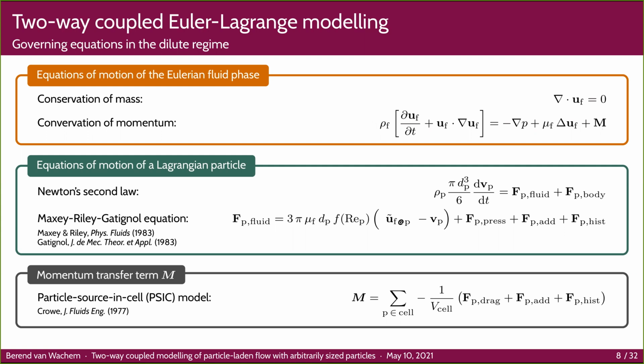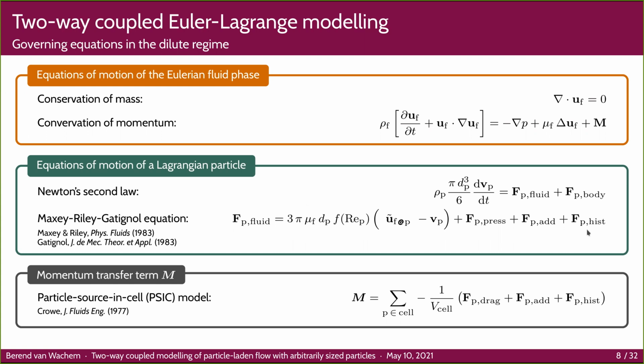Together with that, we solve the equations of motion for our Lagrangian particles. So this is really just Newton's second law: the mass of the particle times the acceleration of the particle equals the sum of the forces, which includes the fluid force and the body forces. And if you look at the seminal works of Maxey and Riley and also of Gatignol, we can say that these are drag, so I've written here the Stokes drag times the correction factor for the particle Reynolds number times the flow velocity minus the particle velocity, plus the pressure term, plus the added mass term and the history term.